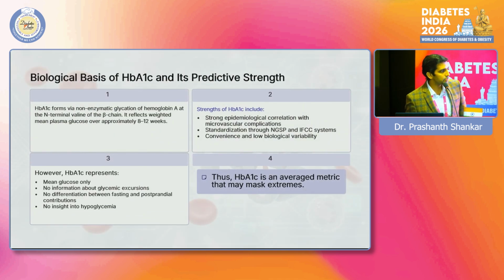What is the biological basis of HbA1c and its predictive strength? As you know, HbA1c forms by non-enzymatic glycation of hemoglobin A at the N-terminal valine of the beta chain. It reflects the weighted mean plasma glucose over an average of 8 to 12 weeks. The strengths include strong epidemiological correlation with microvascular complications, standardization, which is very important, through the NGSP and the IFCC systems, convenience and low biological variability. But it represents mean glucose only, with no information about glycemic excursions and about fasting and postprandial levels, and no insight into hypoglycemia. So it is an average metric that can mask the extremes.